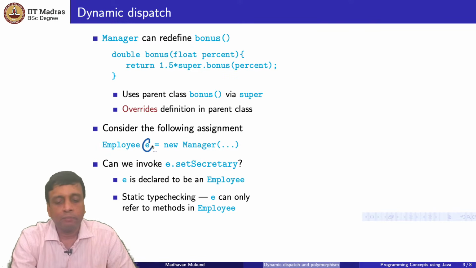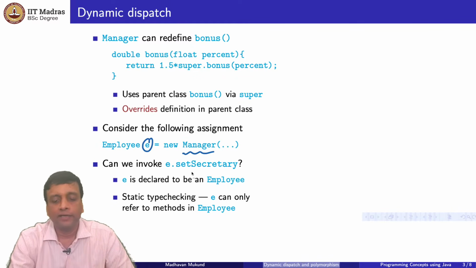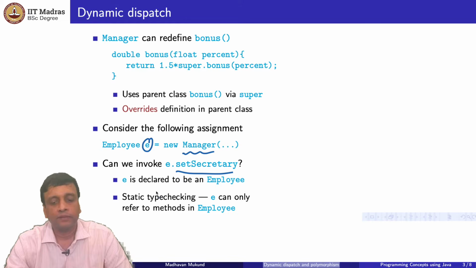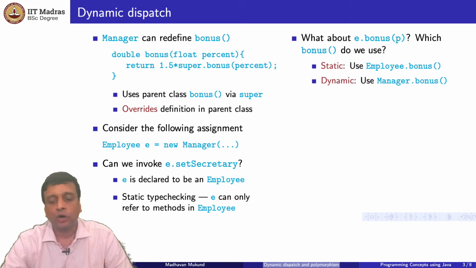So can we take this employee which we know to be a manager, and invoke set secretary on it? Now the problem with this is that e in general is declared to be an employee. So as far as Java's type checking system goes, the employee class has no setSecretary method. So if I call e.setSecretary, statically it will be illegal, because e as a type doesn't have that method. So static type checking will not allow this. But of course we know that manager is actually the type of the object at runtime, because that's how we have assigned it. So how do we get that?